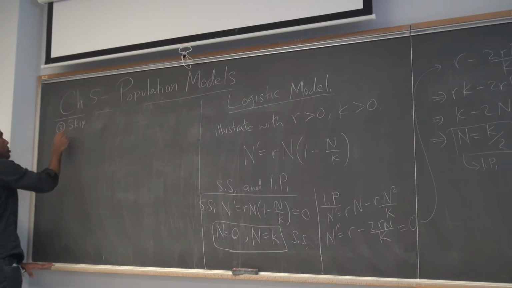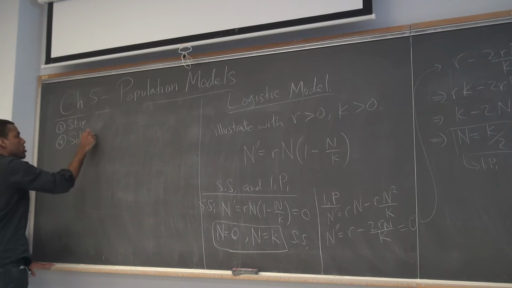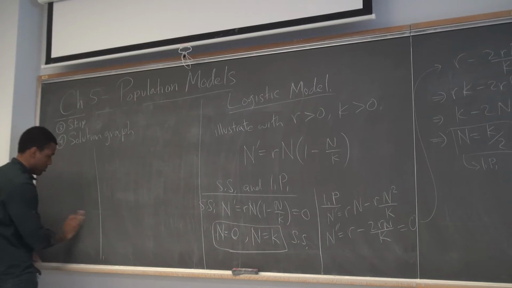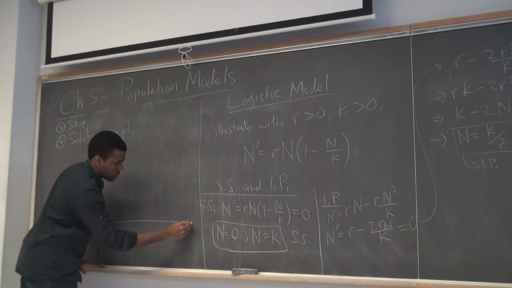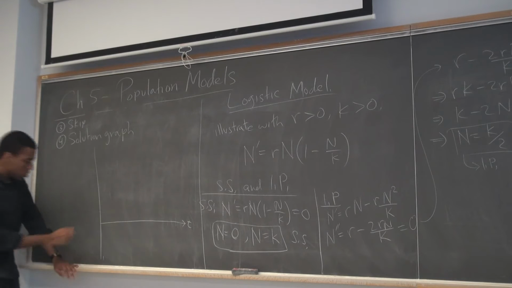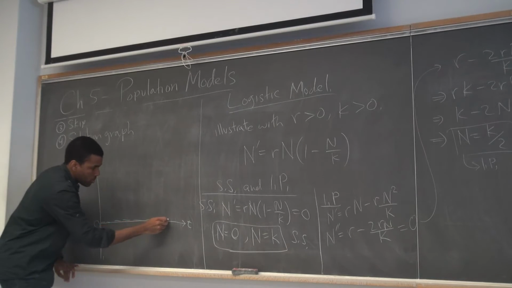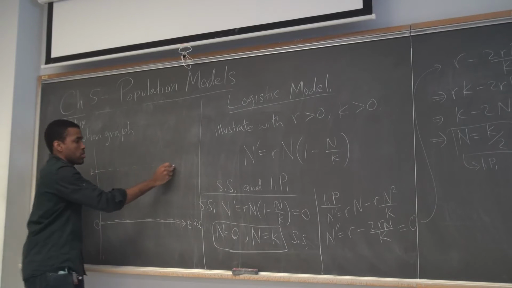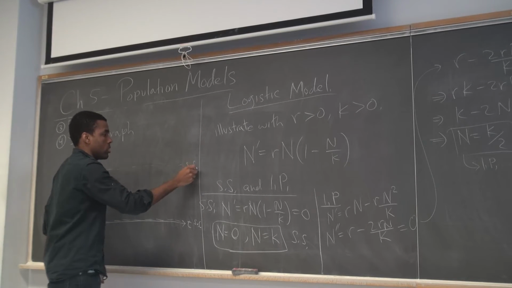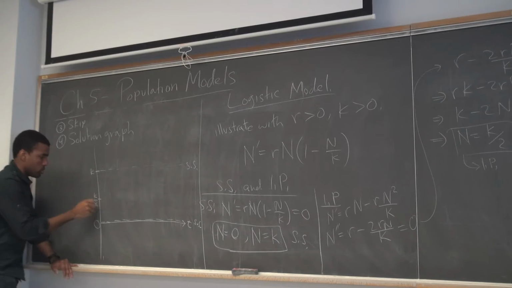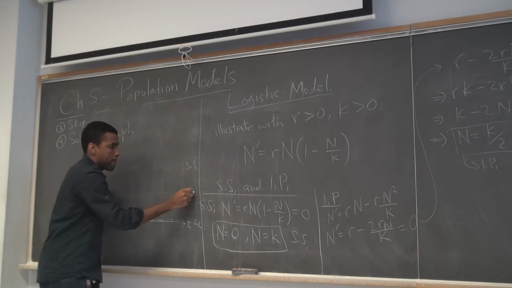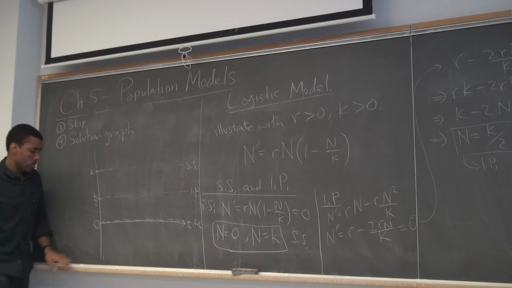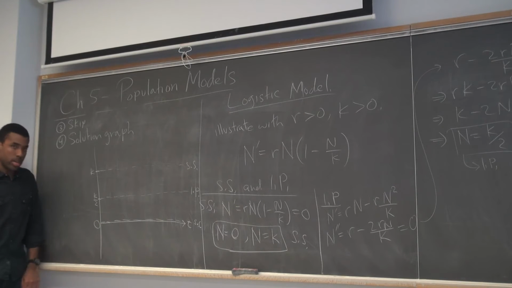Again, 3D state for solution graph. Our steady states are 0, k, and you have an inflection point at k over 2, half of whatever the k value is. So we're thinking of population, so the negatives don't matter, they don't make sense for us.